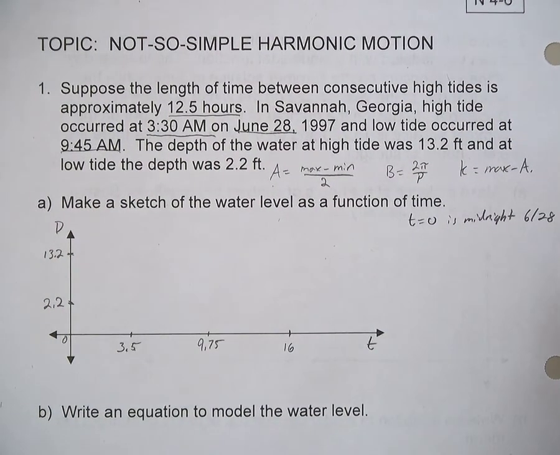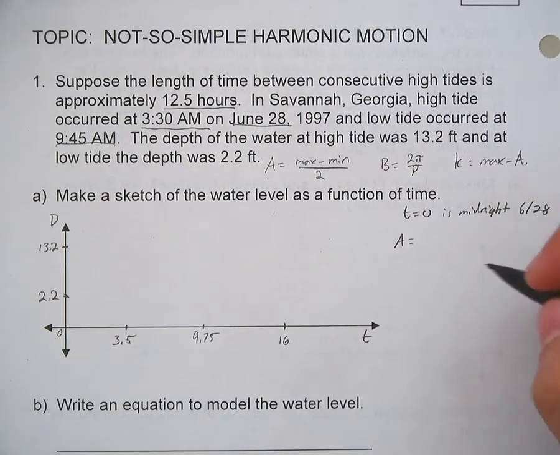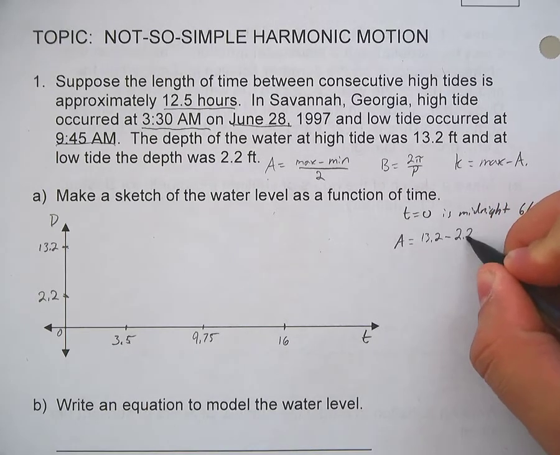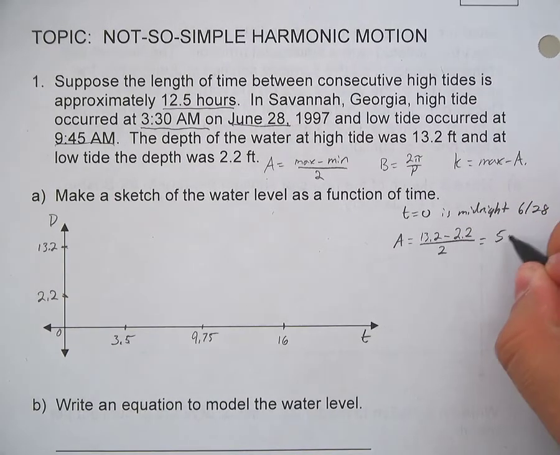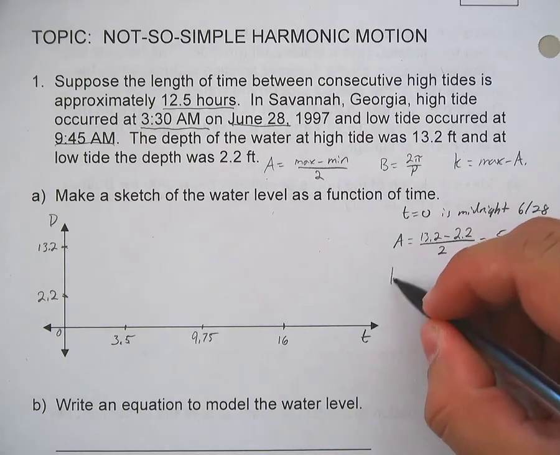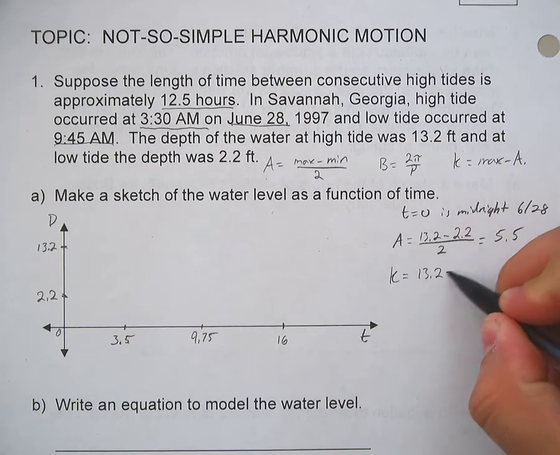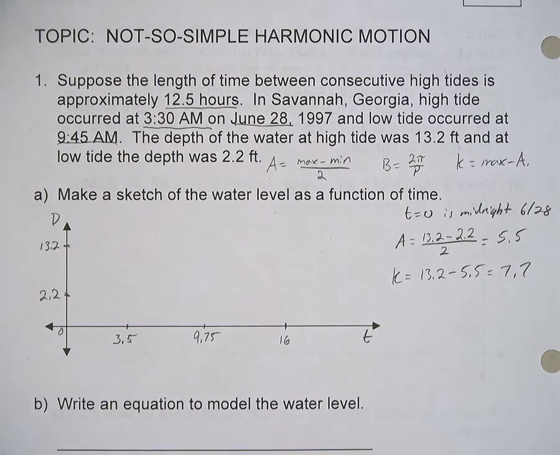Right? Now let's go ahead and label some stuff here. We've got an amplitude, which is going to be your high, 13.2, minus your low of 2.2 over 2. So your amplitude is going to be 5.5. Your value for K is going to be your maximum, 13.2, minus your amplitude of 5.5. So your K is going to be 7.7. Then you've got your value for B.